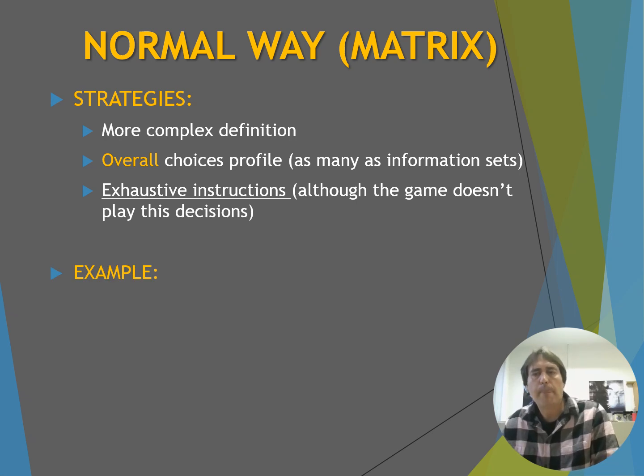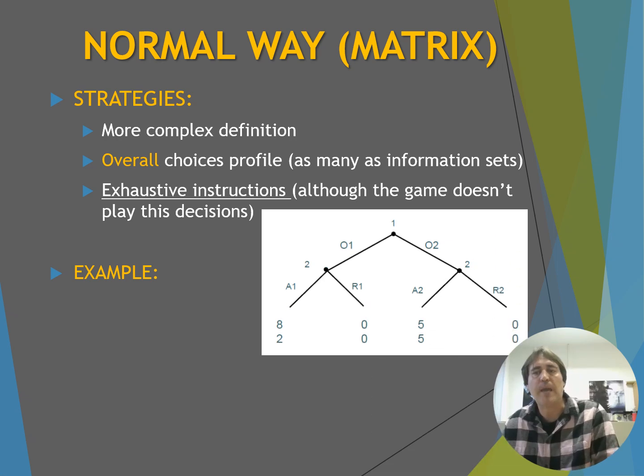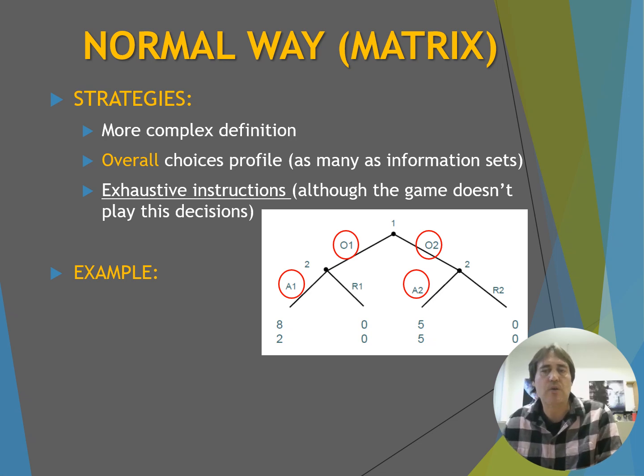For example, what are the possible strategies for the players in the ultimatum minigame shown in the tree in this image? Okay, player 2 has two information sets, and at each one there are two possible moves, A and R. Therefore, this player has 4 possible strategies, and as for player 1, they only have one information set. Therefore, any strategy they choose consists of just one action. There are 2 possible strategies, O1 and O2.